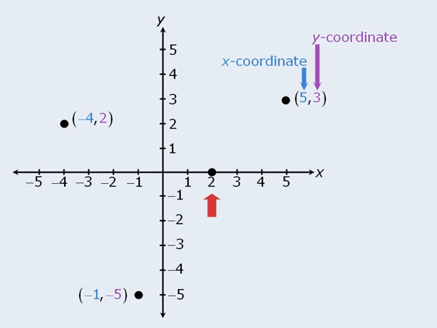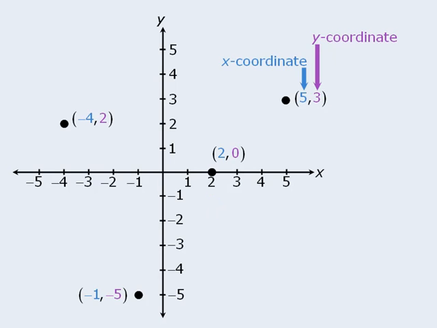Okay, what about the coordinates of this point? Well, beginning at the origin, we must travel 2 units along the x-axis in the positive direction, so the x-coordinate here is 2. And from here, we need not move up or down since the point is already on the x-axis. So the y-coordinate of this point is 0.